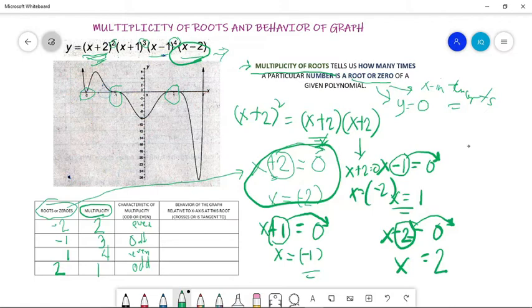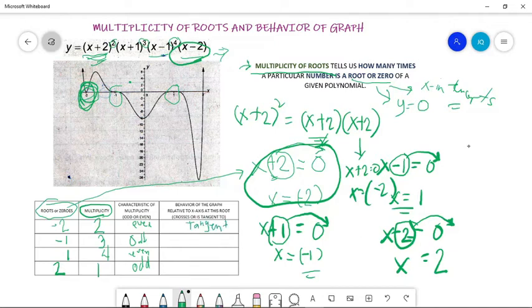So for negative 2, what can you say? Does it cross or is it tangent to the x-axis? If this is the x-axis, when you say cross, it crosses like that. But when you say tangent, it just touches. Tangent means it touches only the x-axis. It does not cross. It just bounces off the x-axis, okay? So for this root here, negative 2, what do you think? Does it cross, or just touch the x-axis? It just touches, so it is tangent to the x-axis.